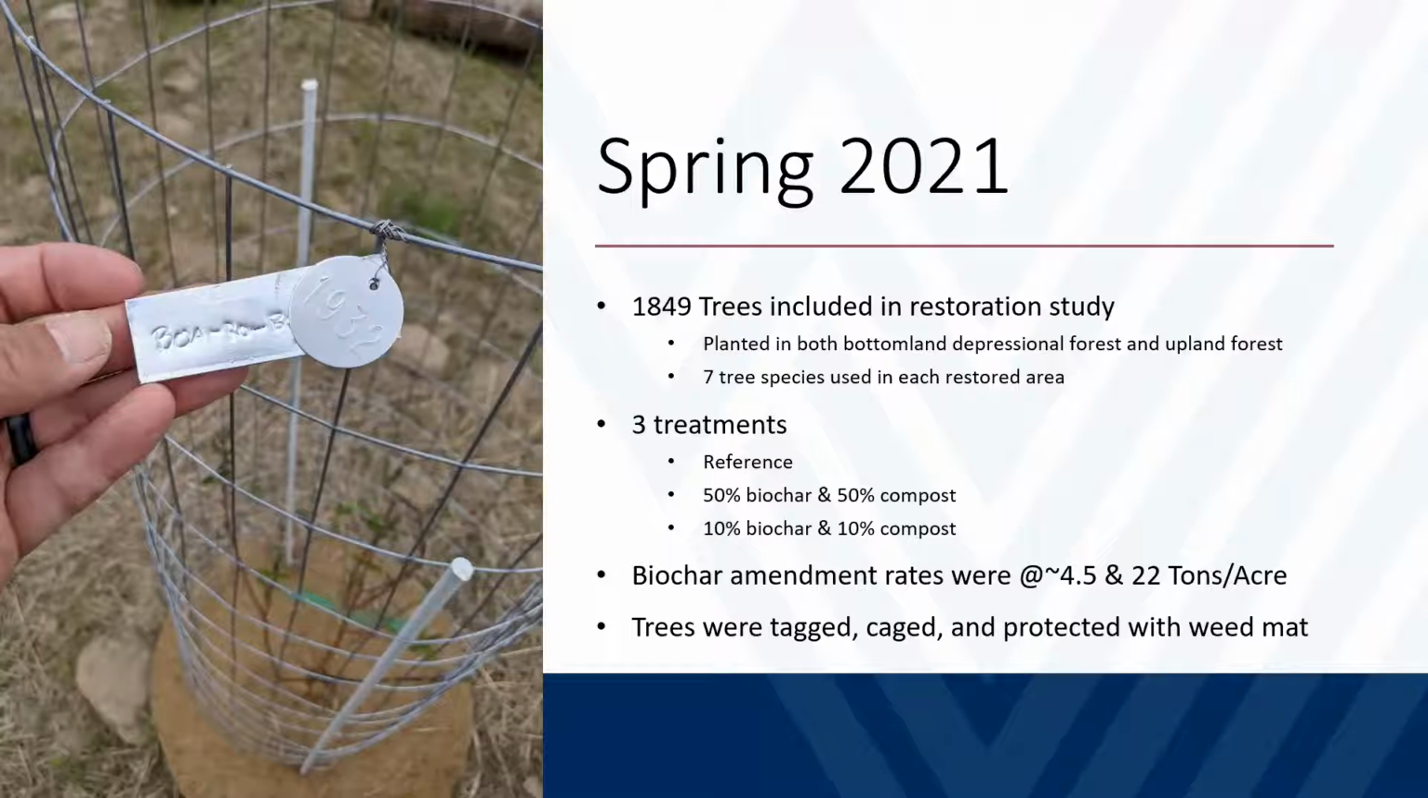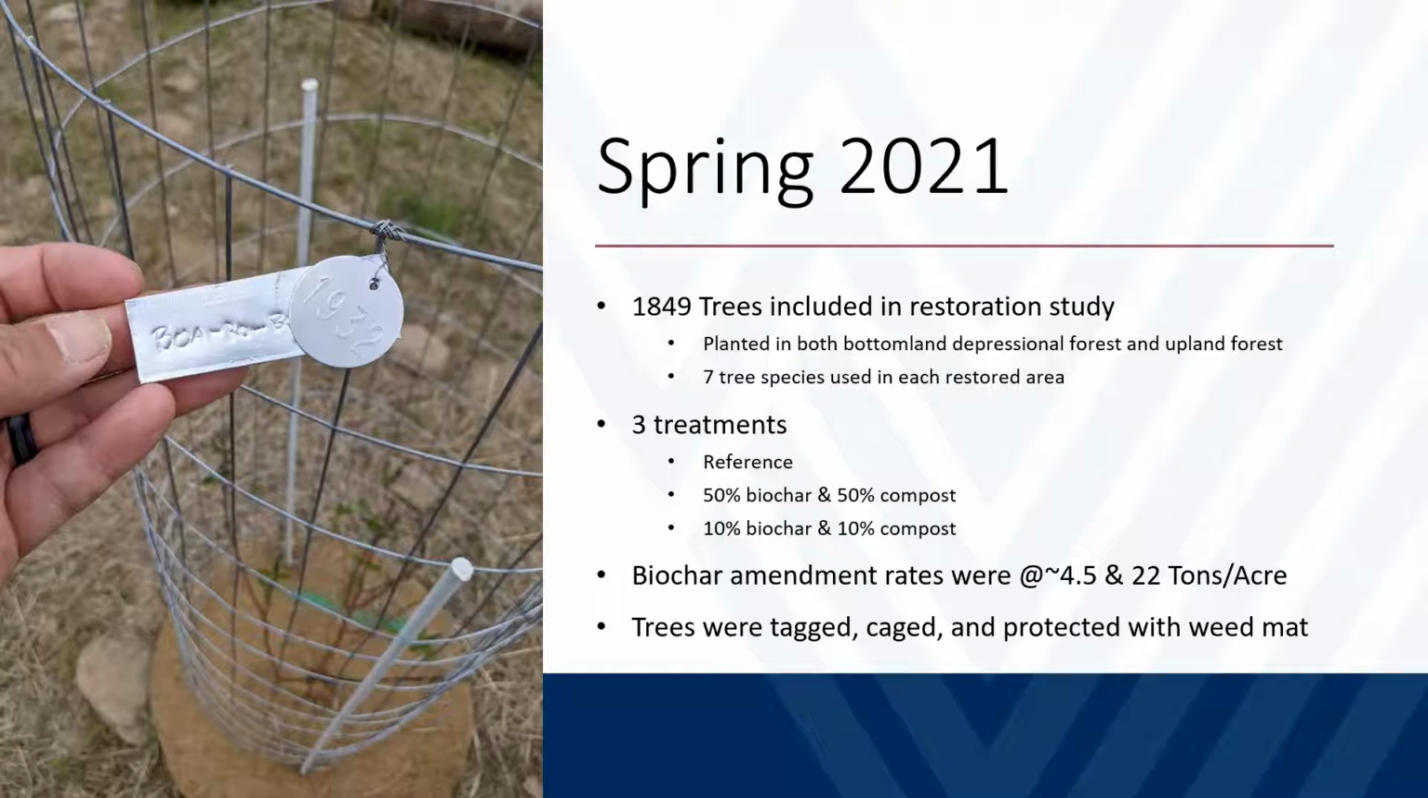We had a 50% biochar and 50% compost mix, and a 10% biochar and 90% compost mix. Our amendment rates for this project were basically 4.5 and 22 tons per acre. So two wide ranges in char application rates.